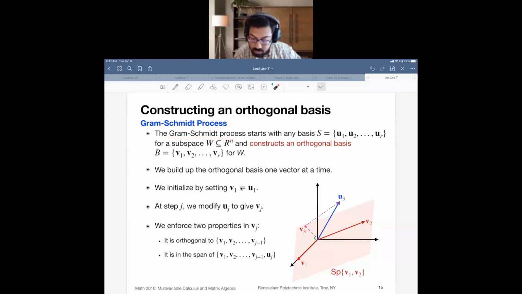So the Gram-Schmidt procedure starts with any basis S, and this particular basis has vectors U1, U2, and so on up to UR for a subspace W. And we are trying to construct an orthogonal basis over here, and we are calling that orthogonal basis by a different set of vectors B. These vectors are V1, V2, V3, and so on up to VR. So you have U1 through UR as any basis, right? It doesn't have any criteria about orthogonality, orthonormal nature, nothing. But B is what we are trying to construct. So given a basis, can you make this basis into an orthogonal basis? That's the question that we are trying to answer.